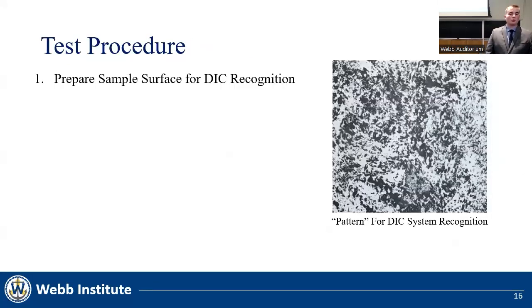The first step was to prepare the sample surface for DIC recognition, shown off to the right. There are 2 big takeaways that I want you to take away from this. First is that we need to have ample contrast between the sample surface and the markings. This was achieved by using a gray primer on the sample surface and then black markings. Second, the markings must not be uniform, as the DIC system tracks the movement of individual particles, or markings rather, over the length of the test.